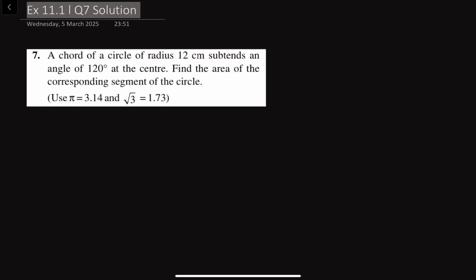Hello students, in this video we will solve question number 7 of exercise 11.1. Here we are given a chord of a circle of radius 12 centimeter, which subtends an angle of 120 degrees at the center. Find the area of the corresponding segment of the circle. Again we are given this circle.